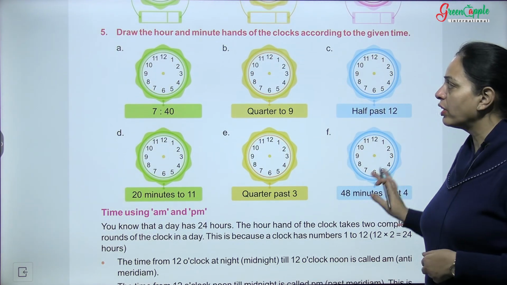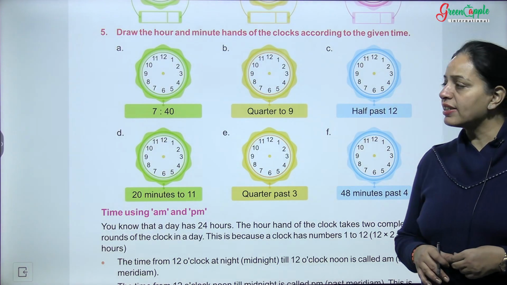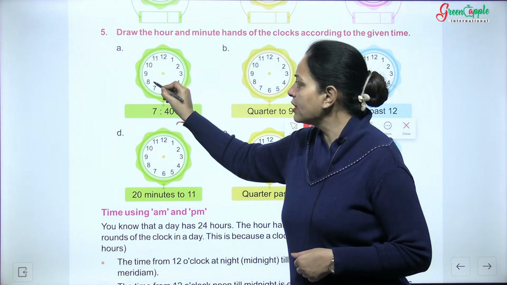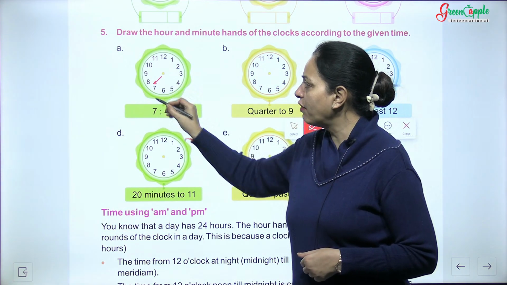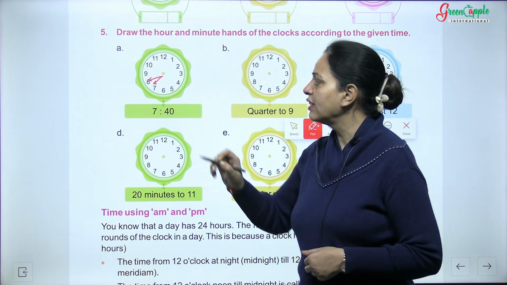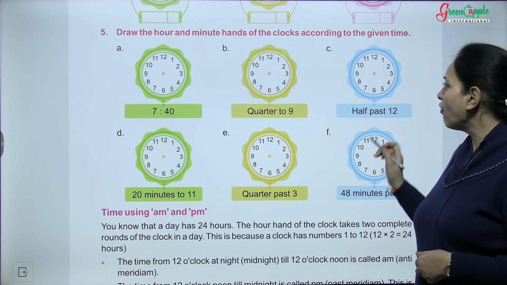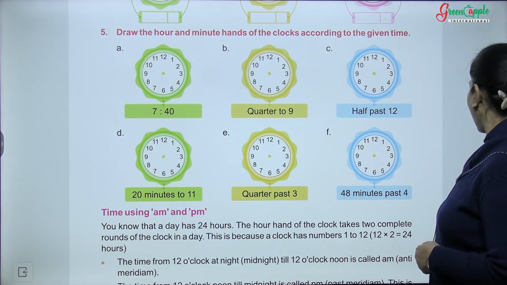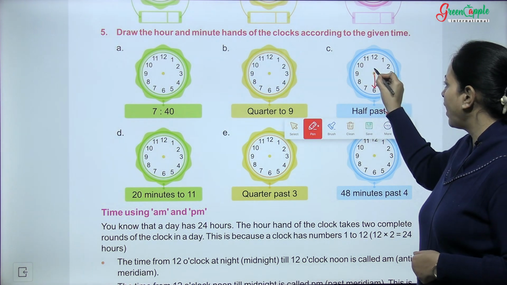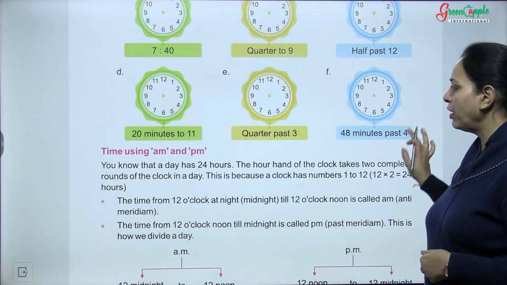Now the fifth one, draw the hour and minute hands of the clocks according to the given time. Like here, 7:40, A part. So 7:40 means hour hand is beyond 7, between 7 and 8, and minute hand is at 8. This is 7:40. Similarly, half past 12 means 12:30. So minute hand is at 6 and hour hand is at 12. Similarly, you can try remaining parts.